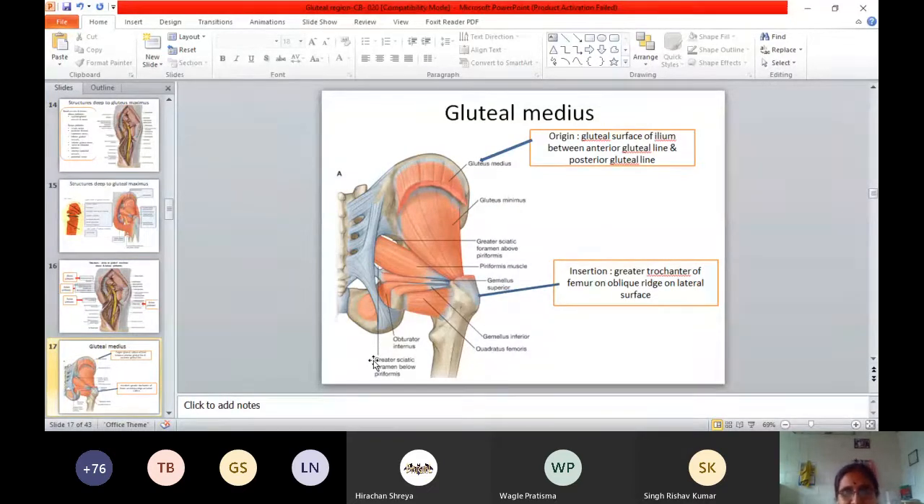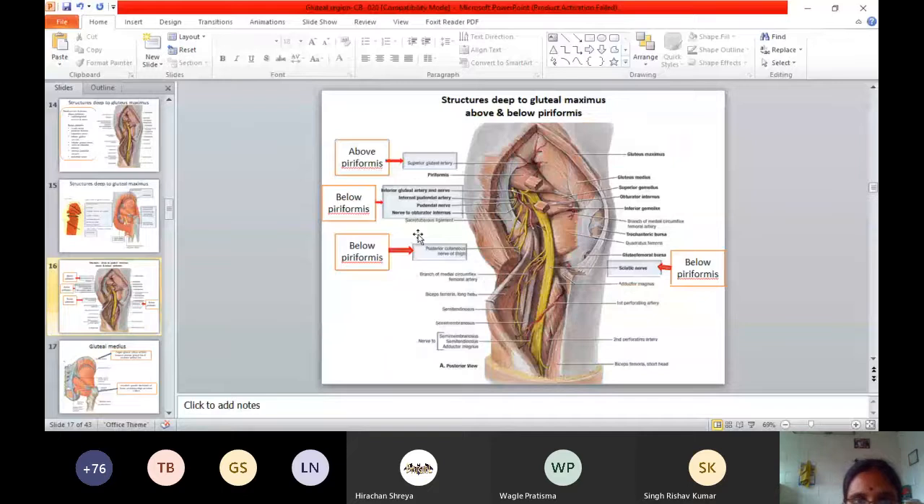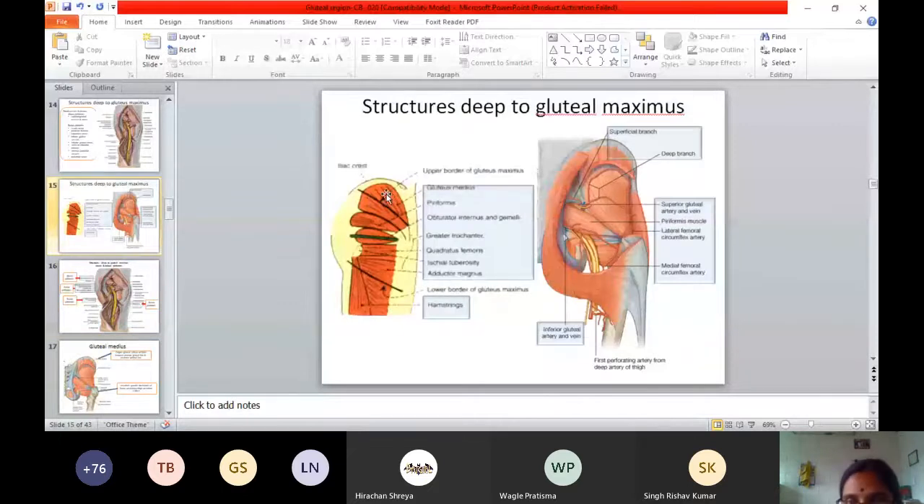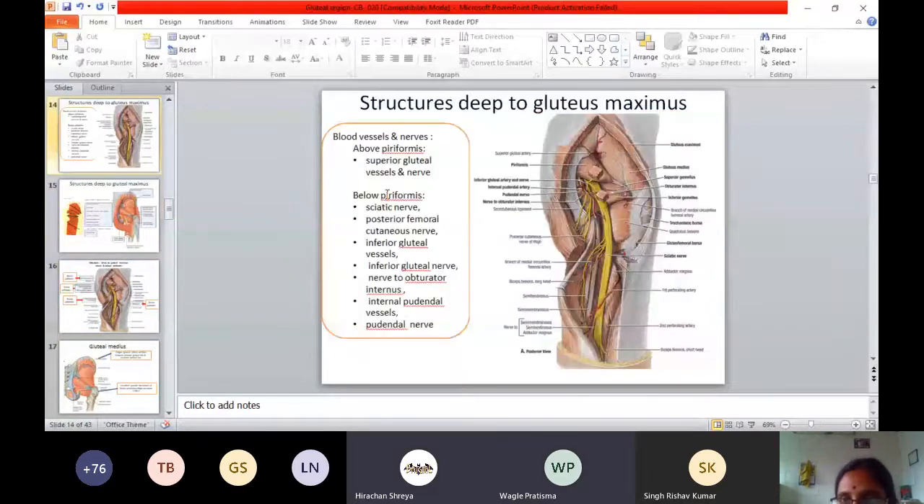Gluteus medius. Now, deep to gluteus maximus, there are muscles. What are the muscles deep to gluteus maximus? Can you enumerate them? What is the name of this muscle? Gluteus medius. Yes. What is the name of this muscle? Gluteus minimus. No, minimus you can see. This is piriformis. And what is the name of this muscle?